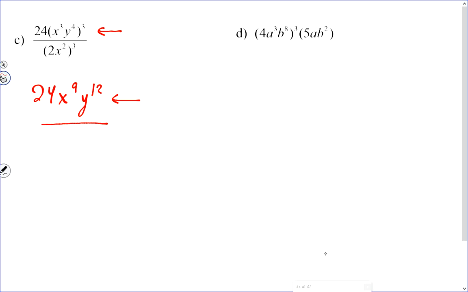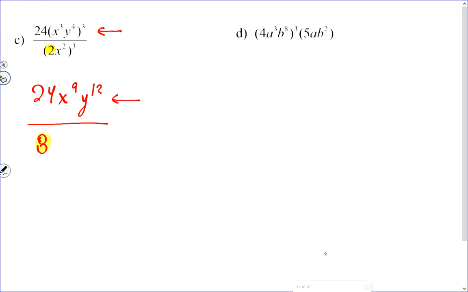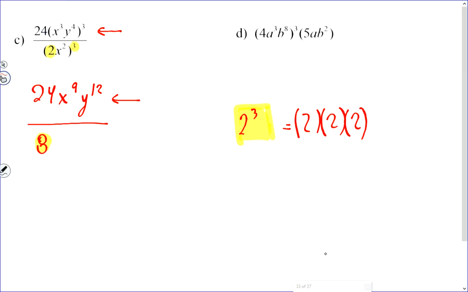I also have on the bottom 8. The 8 comes about because on the bottom I have 2 and it is cubed. 2 cubed. Two cubed is 8 because it's 2 times 2 times 2. What else do we have on the bottom? We have x squared to the 3, which is x to the 6.